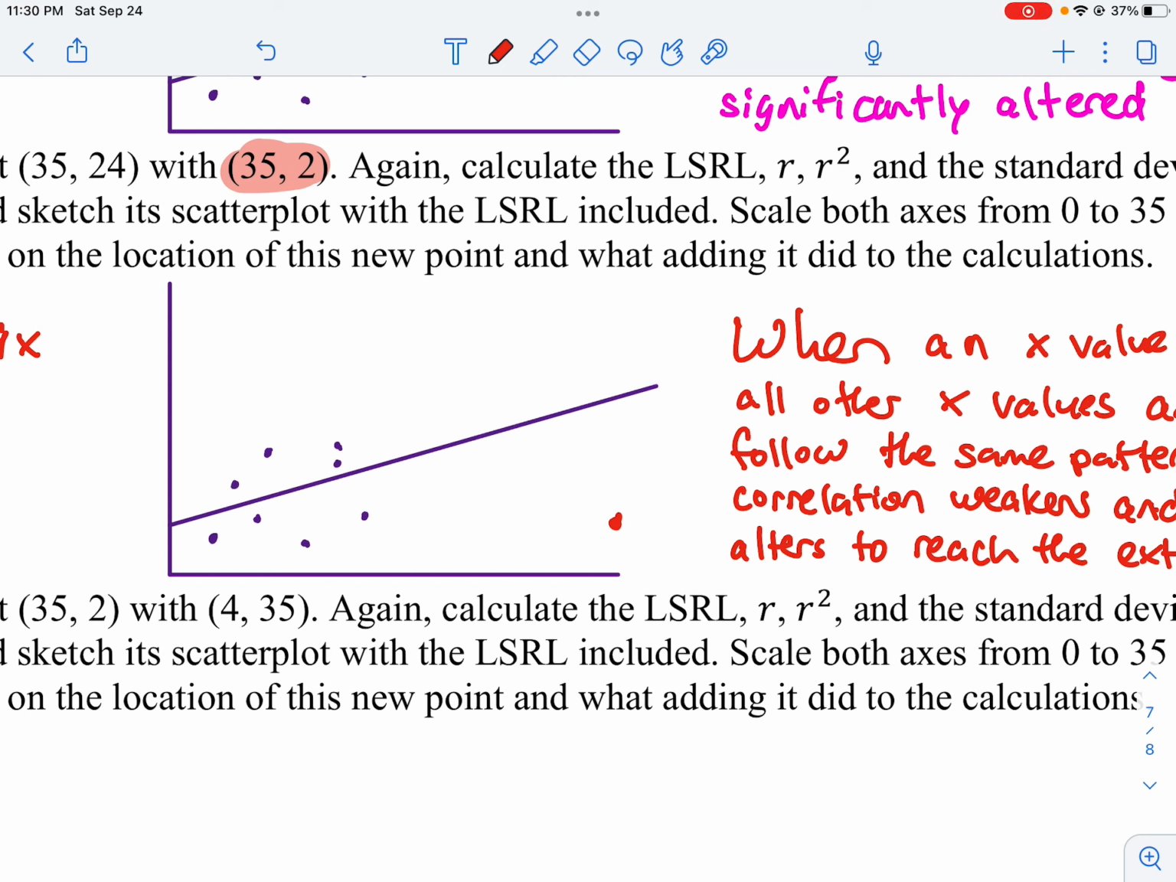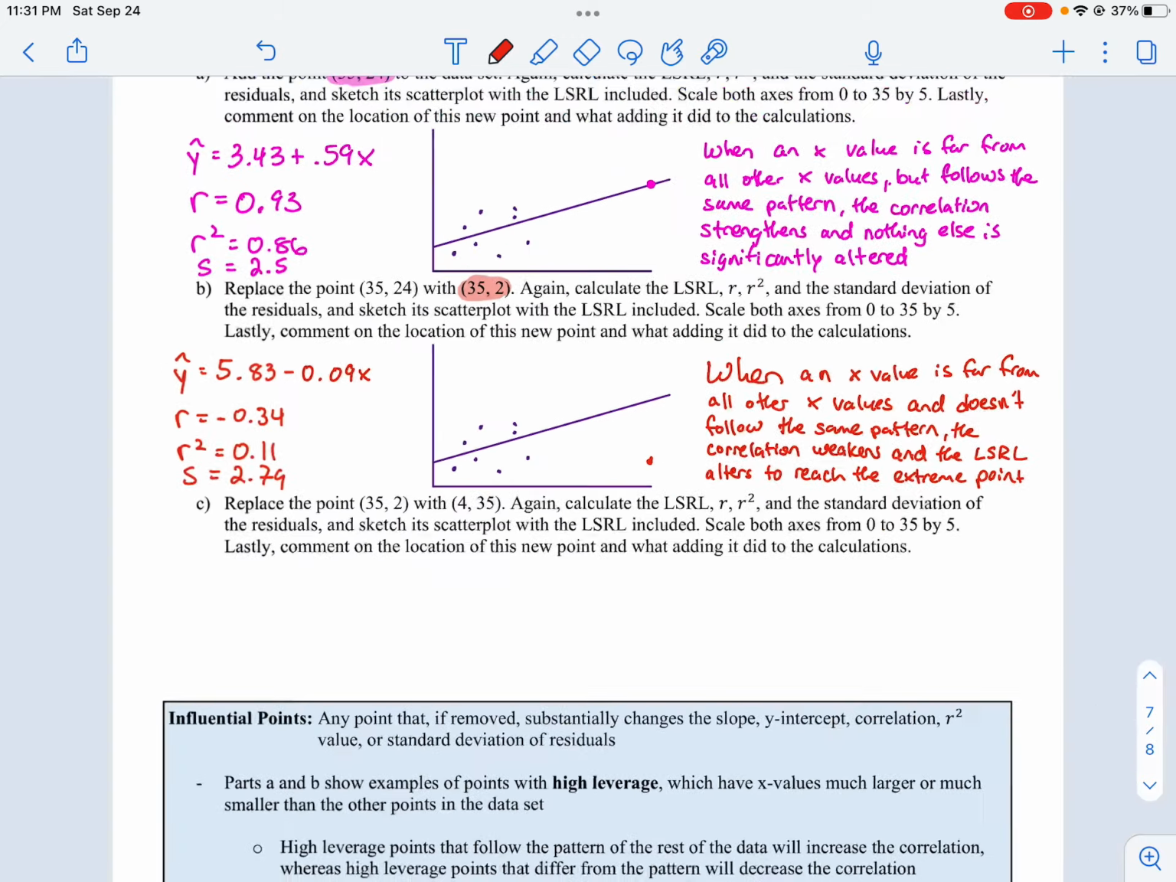Y-intercept will go up, and that will lower the slope. Or the y-intercept could go down, and that would lift the slope up, depending on what the original data and the new point look like. So just kind of keep that idea in mind.